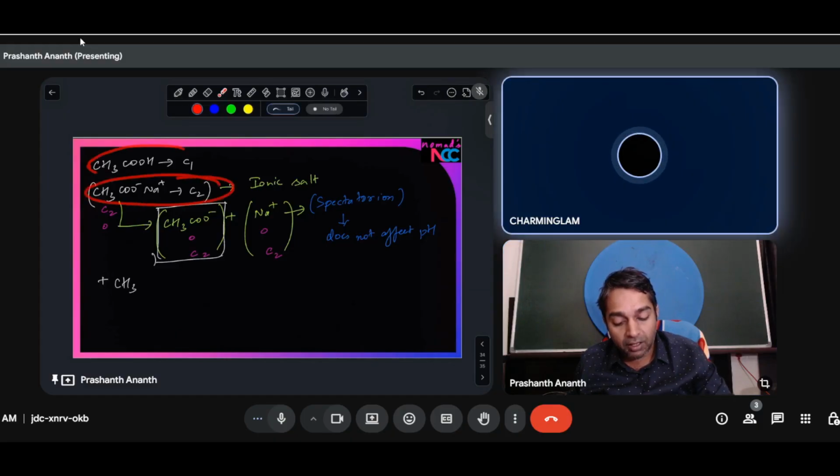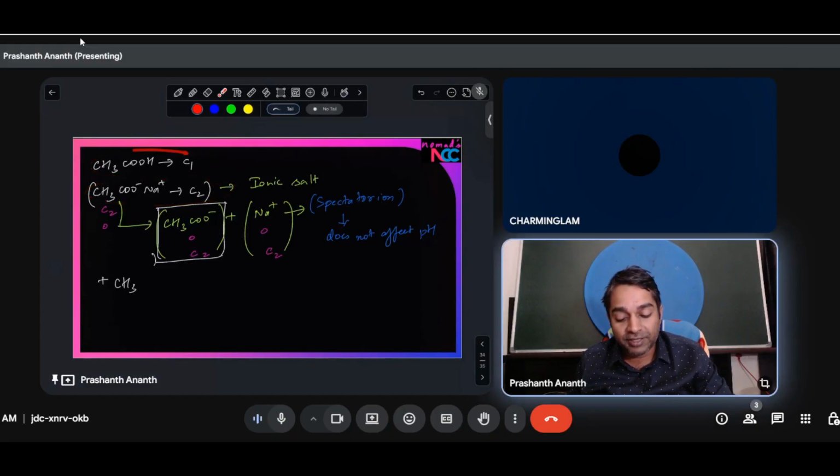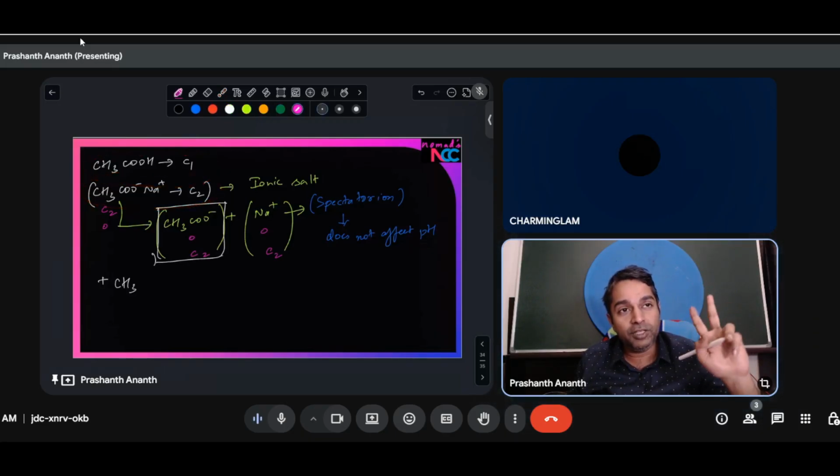So both are there. There are two things. CH3COOH is also there, and CH3COO minus is also there. The solution contains two things over here. So I am trying to find the pH of a solution containing both.